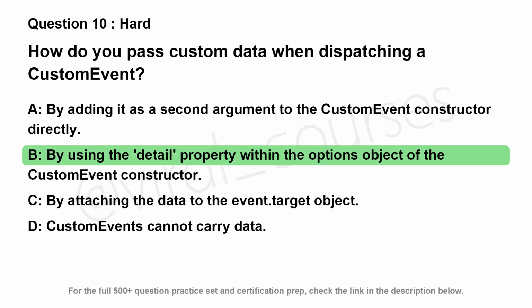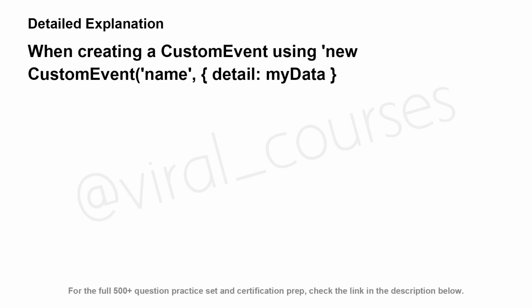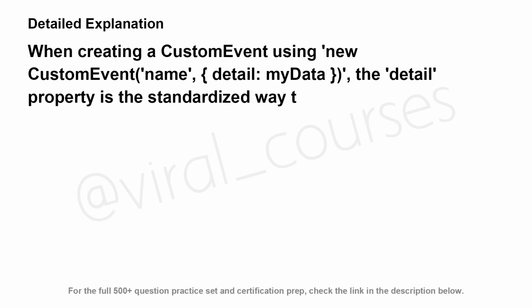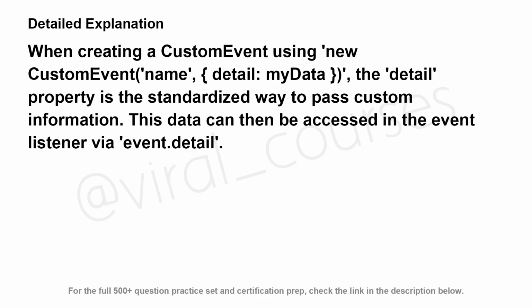The correct answer is B. When creating a custom event using new CustomEvent('name', { detail: 'my data' }), the detail property is the standardized way to pass custom information. This data can then be accessed in the event listener via event.detail.